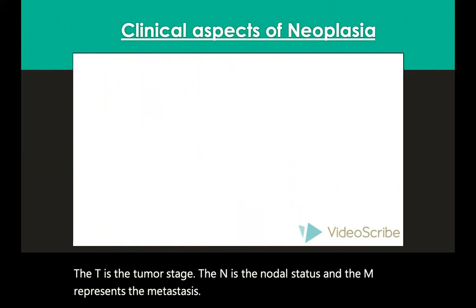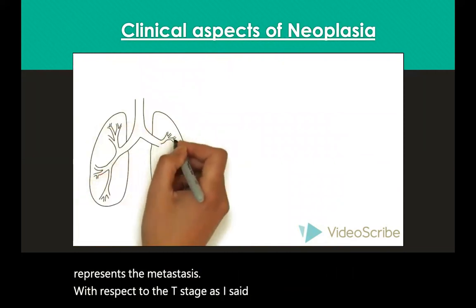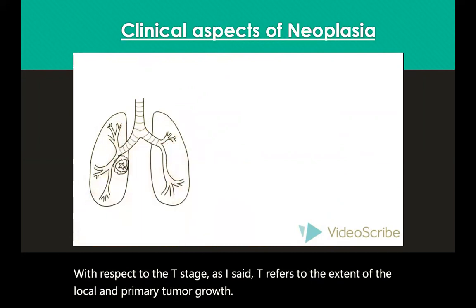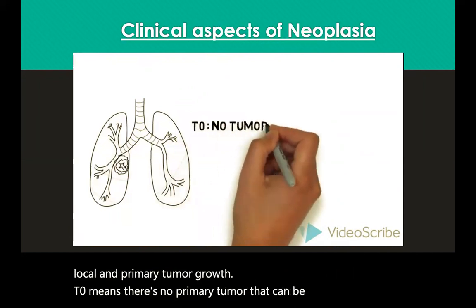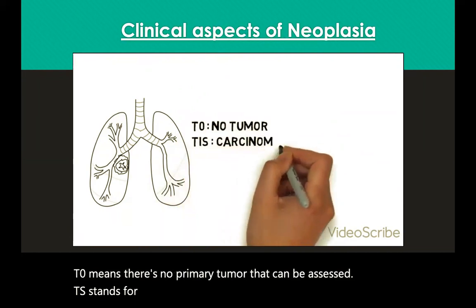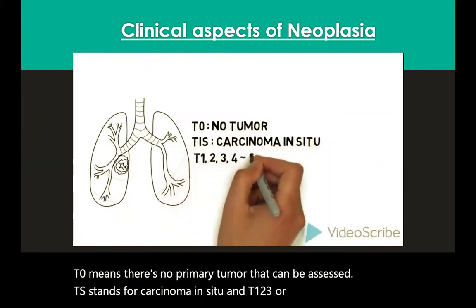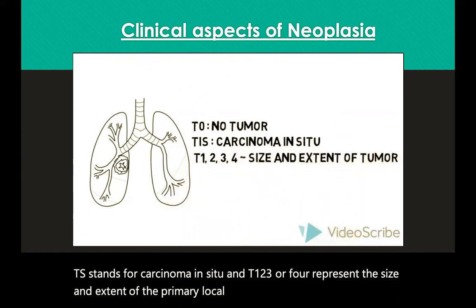With respect to the T stage, as I said, T refers to the extent of the local and primary tumor growth. T0 means there's no primary tumor that can be assessed. TIS stands for carcinoma in situ. And T1, 2, 3, or 4 represent the size and extent of the primary local tumor.